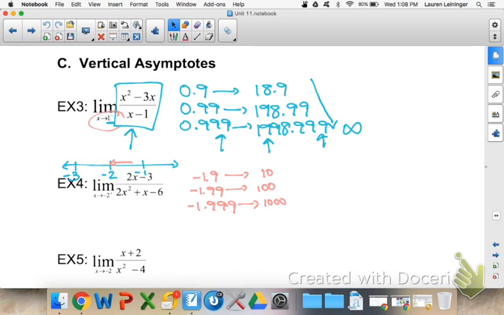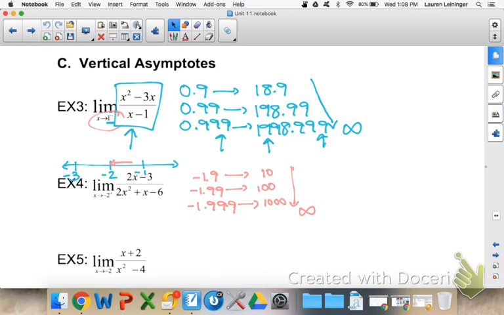This one, if you look at your y's, you even see a more obvious pattern. Every time you add a 9 to the number that you're plugging in, you add a 0 to the numbers that you are getting back out. So again, swiftly getting larger, larger, larger, which means this is also going to infinity.